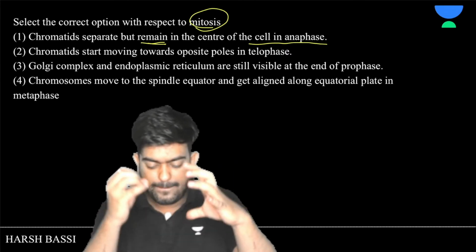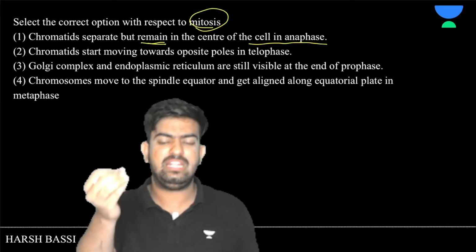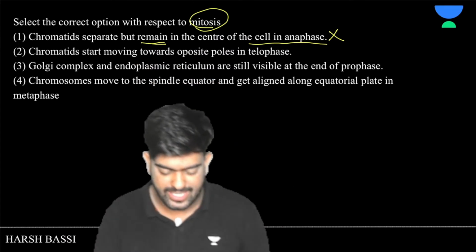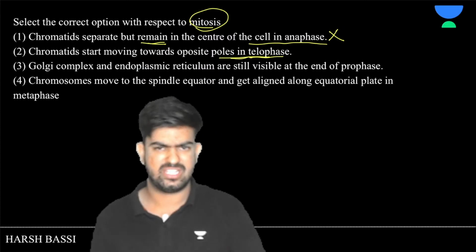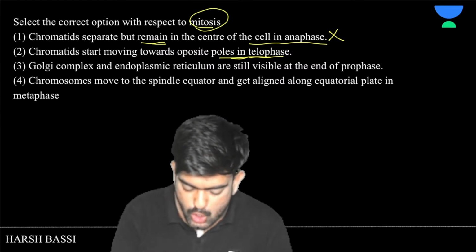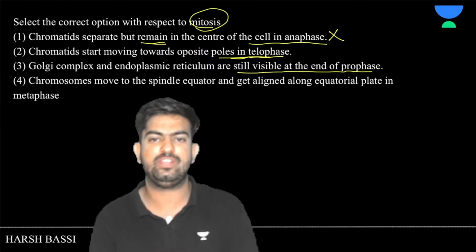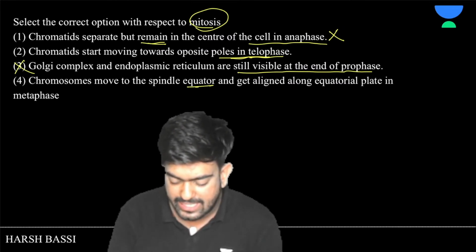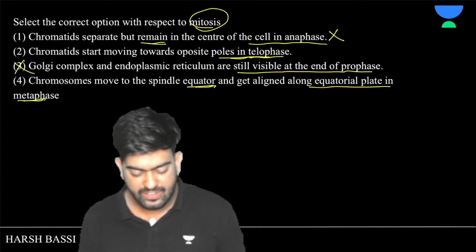Chromatids separate but remain in the center of the cell in anaphase. No, it's wrong. They will go to the poles, right? Chromatids start moving towards the opposite poles in telophase. This looks correct, but let's move on with the other options also. Golgi complex and endoplasmic reticulum still visible at the end of prophase. No, it's wrong. Chromosomes move to the spindle equator and get aligned in the equatorial plate in metaphase.